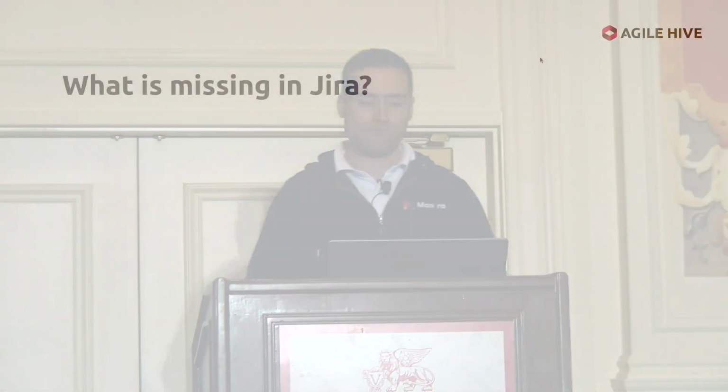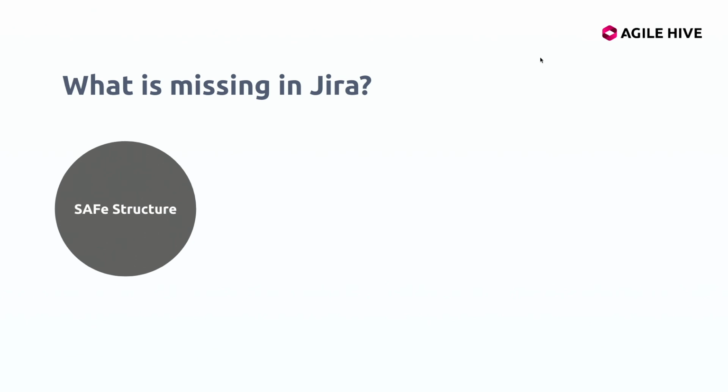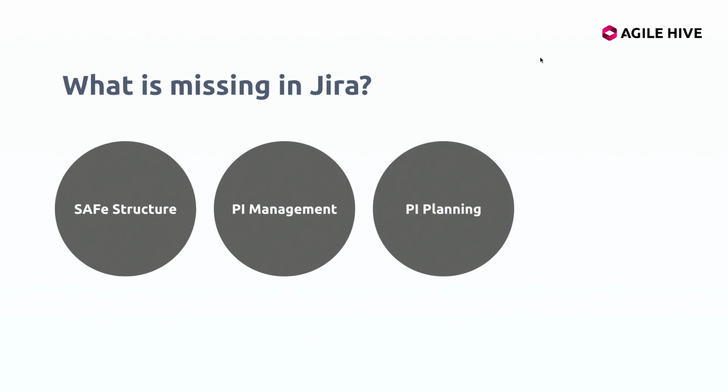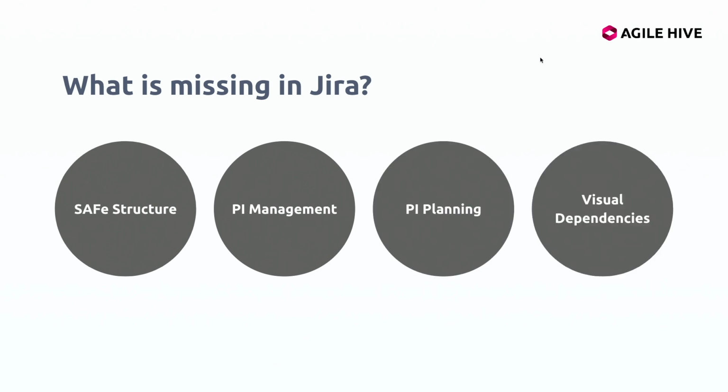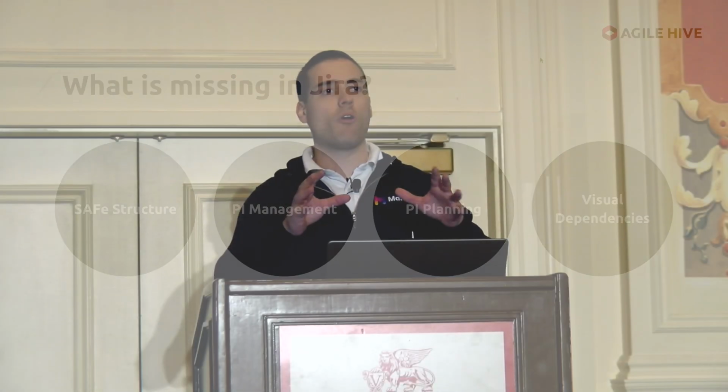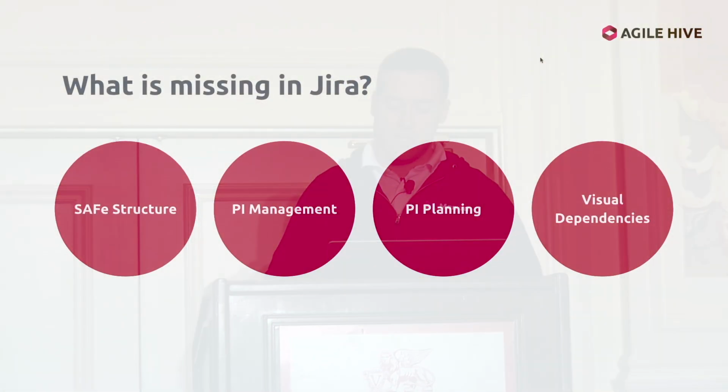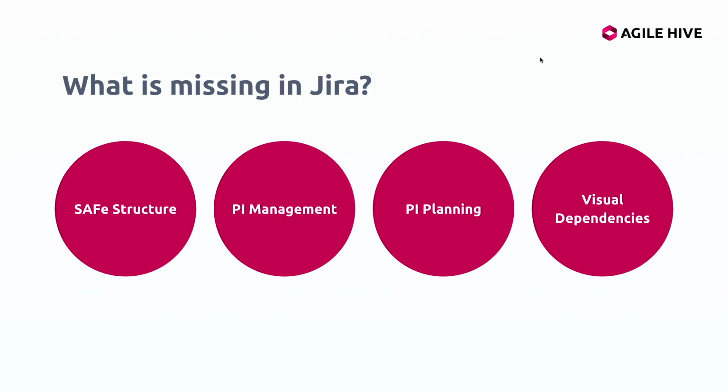Let's keep going. What is actually missing in Jira? I want to start with this question. There is no SAFe structure. There is no PI management. There is no PI planning. And there are no visual dependencies. I would say those are 4 pillars, but there are more. Those are the ones I want to focus on today. And the great thing is that Agile Hive, this is why they are red right now, provides all of those missing features into your Jira.